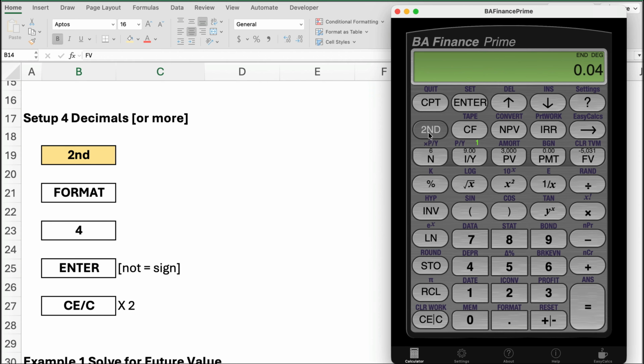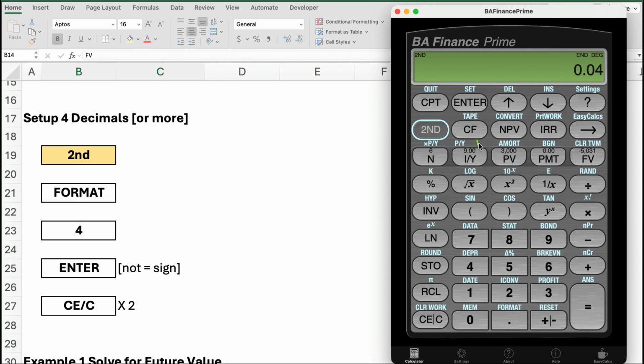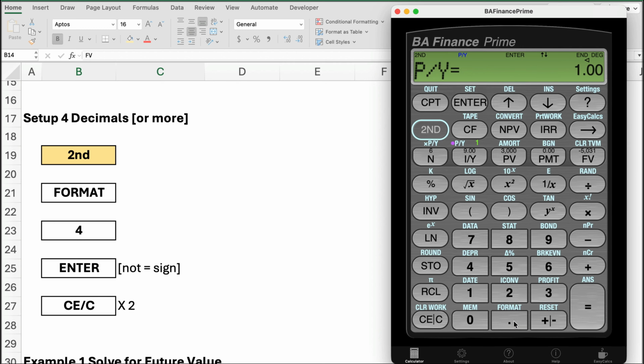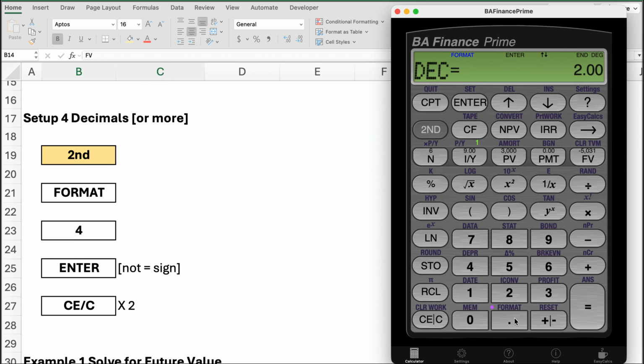The second function here is gray for my calculator, but on a lot of calculators, it's kind of a yellow color or a gold color. So second function highlights, that's the shift key. It highlights all the functions above the button. So for example, I'm going to use the periods per year. You can do that. Or second function, I'm going to do the format. So format is set up for 2 decimal places. So I need to hit 4 if I want 4 decimals. Enter at the very top row, not the equal sign. And then we're in a menu, so I'm going to clear out of this twice. So we have 4 decimals now on every problem.